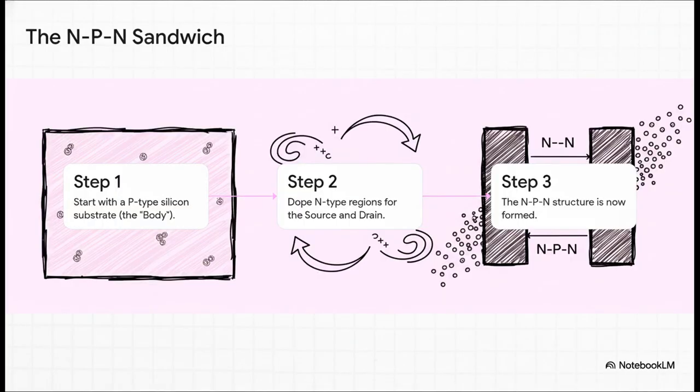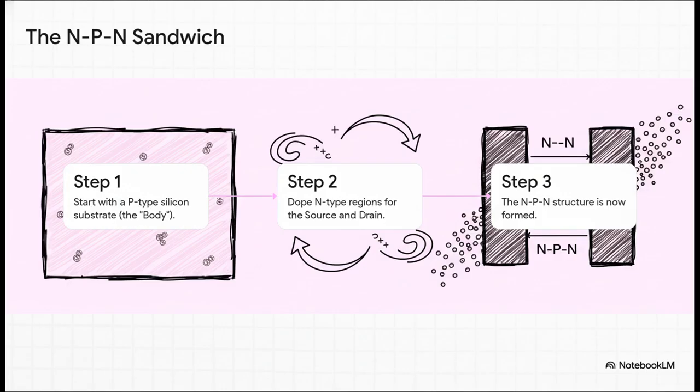So picture it like making a sandwich. We start with our main slice of silicon, which we call P-type. You can think of P for positive. It's kind of hungry for electrons. Then we infuse 2 spots with an N-type impurity, N for negative. These spots now have a surplus of electrons, and those 2 spots, they become our source and our drain.